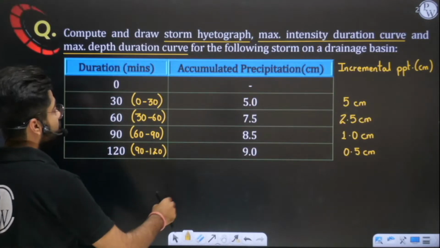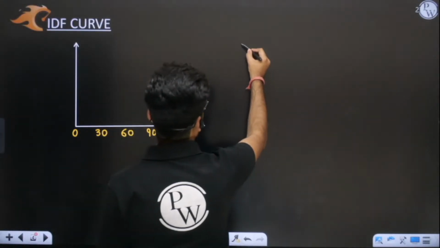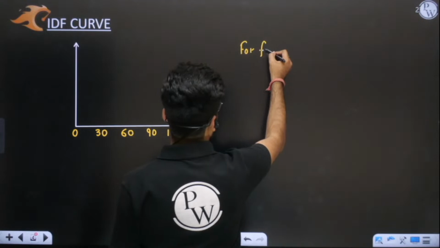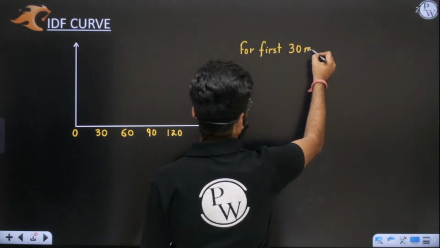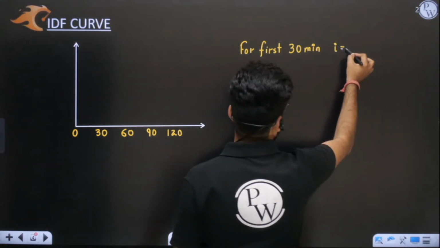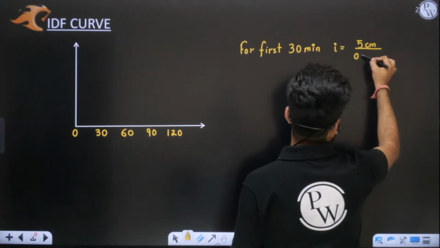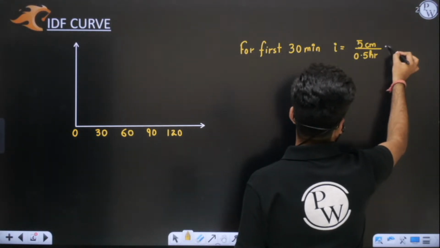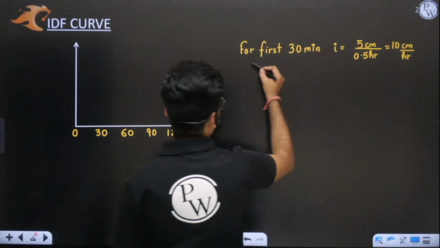you can see intensity in the first 30 minutes. Let me write here for the first 30 minutes. For the first 30 minutes, the intensity will be how much? 5 centimeter divided by 30 minutes. 30 minutes means half hour. So this will be equal to 10 centimeter per hour. Yes or no?